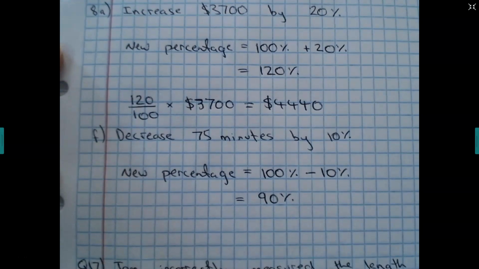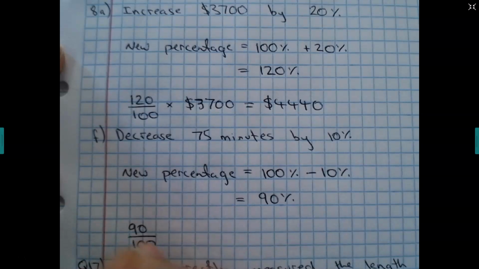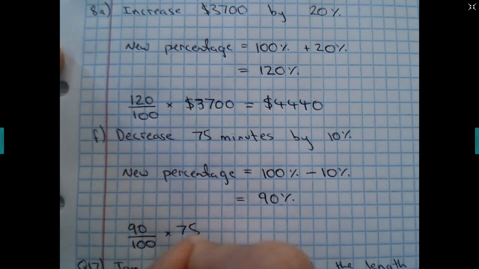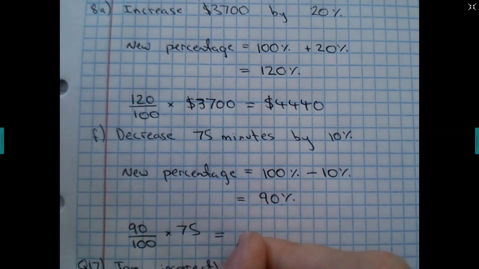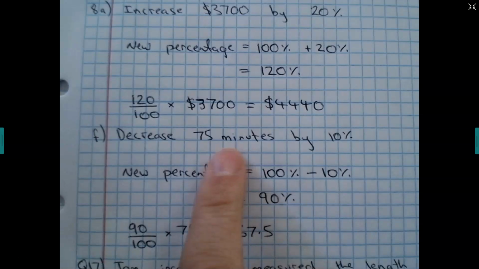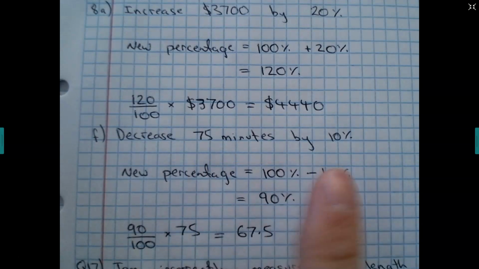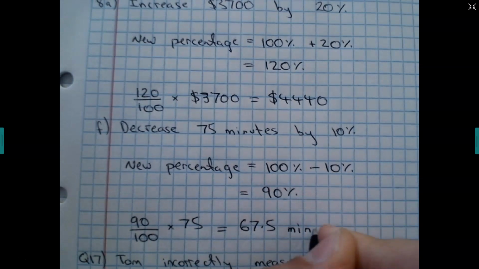So then you do what we've been doing, 90 over 100 times the 75 minutes, which is equal to 0.9 times 75 is 67.5. And remember, the initial amount was in minutes, so therefore if I decrease 75 minutes by 10%, I have 67.5 minutes.